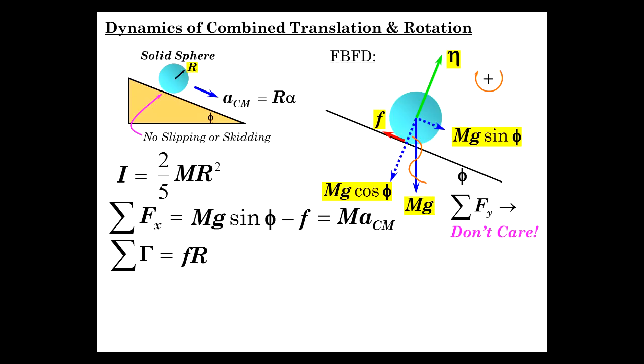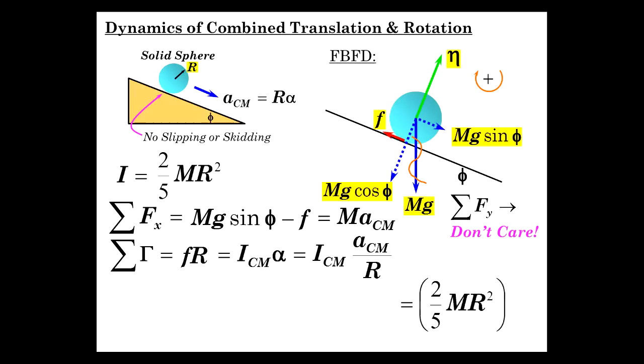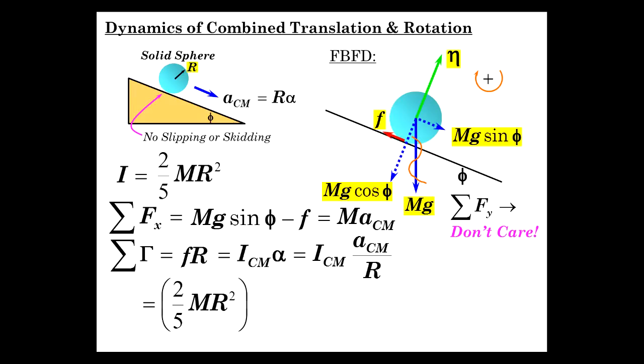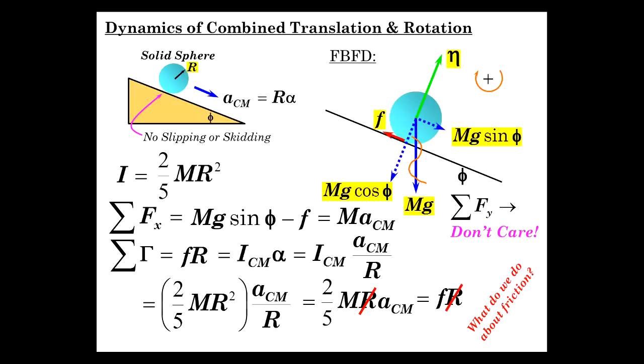Sum of the torques, F times R, friction times radius, which is I alpha, which is I A over R. So now we have the alpha converted to regular acceleration. So this is 2/5 mr squared times alpha, which is A cm over R, equals 2/5 MRA. So one of the R's went away here. All right. Well, that's equal to FR. The R's go away, and so we have friction is 2/5 MA. And what are we going to do with this for friction? How does it affect the motion of the ball down the ramp? Well, that's readily observable, and let's figure out what that is.